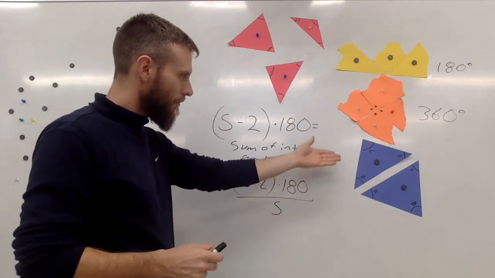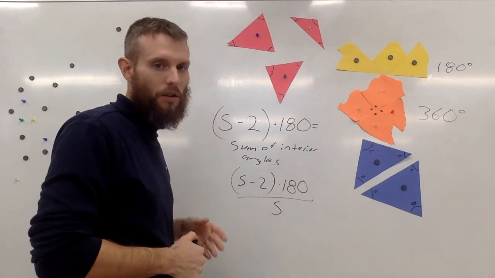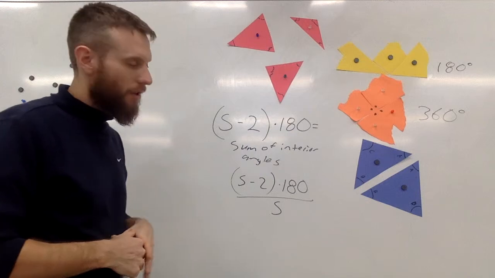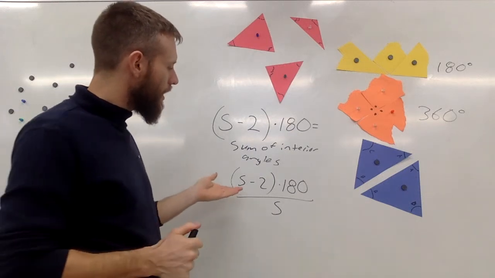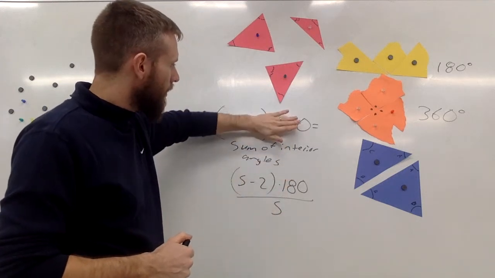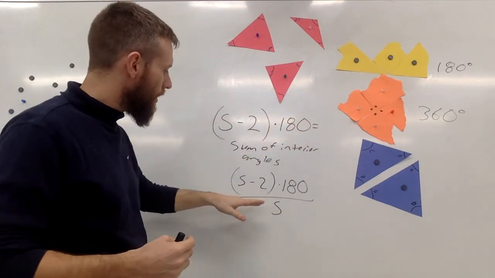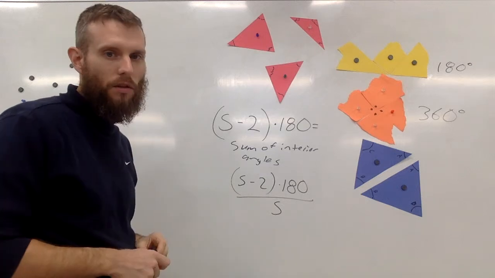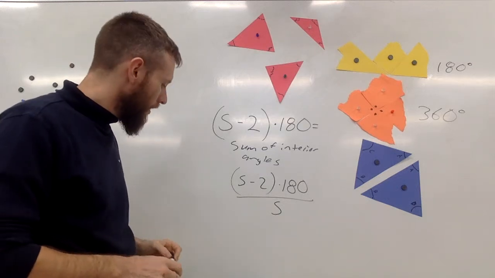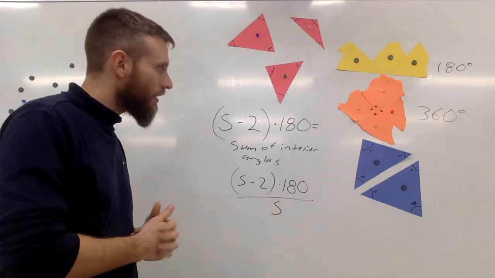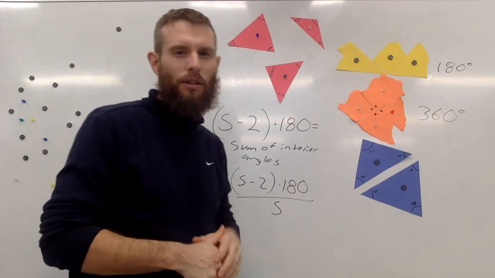It works for any sided shape. If it's an irregular shape, this will give you the sum of the interior angles. If you want to create a regular shape, this will give you what each of those angles actually are. Okay? So I hope that made sense, and I will see you in the next video.